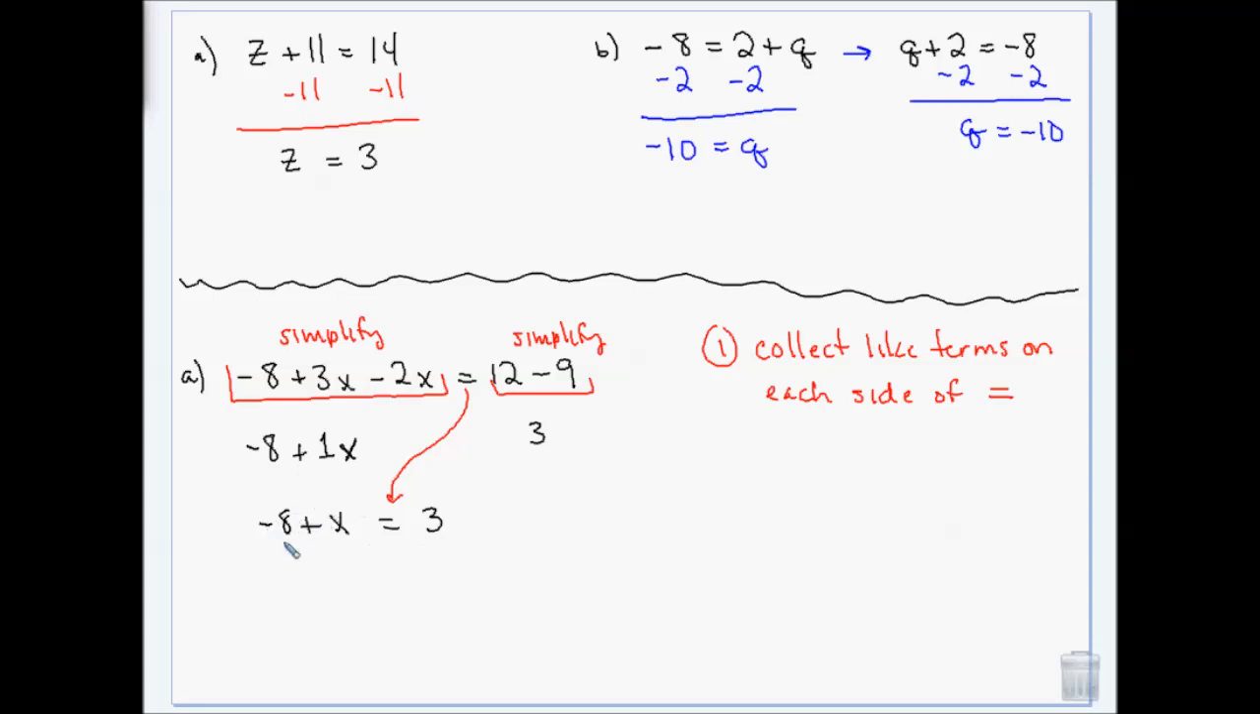Now I've simplified all this side. I can't do anything else to this side by itself. I can't do anything else to this side by itself. Now I can move things over. This is a minus 8. And I want the x by itself, so I want to get rid of this minus 8. So I'm going to plus 8, which will cancel those two out and leave me with the x. And then 3 plus 8 is 11.